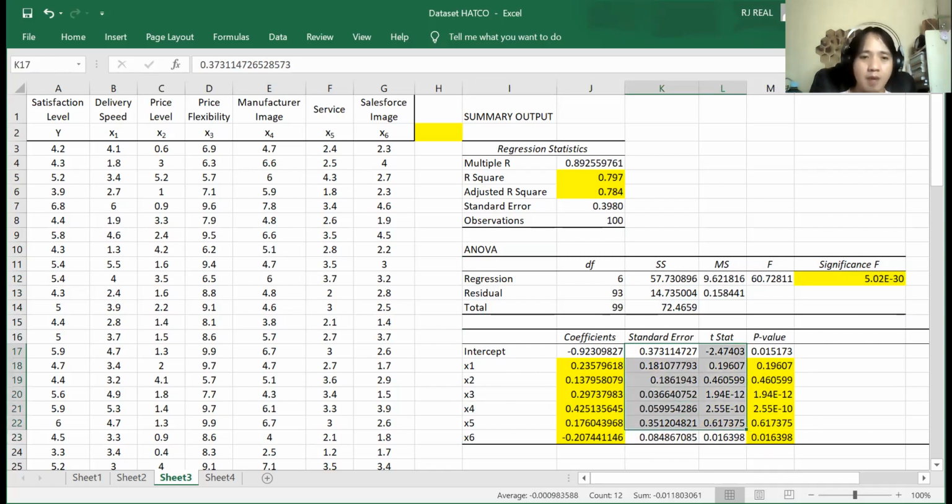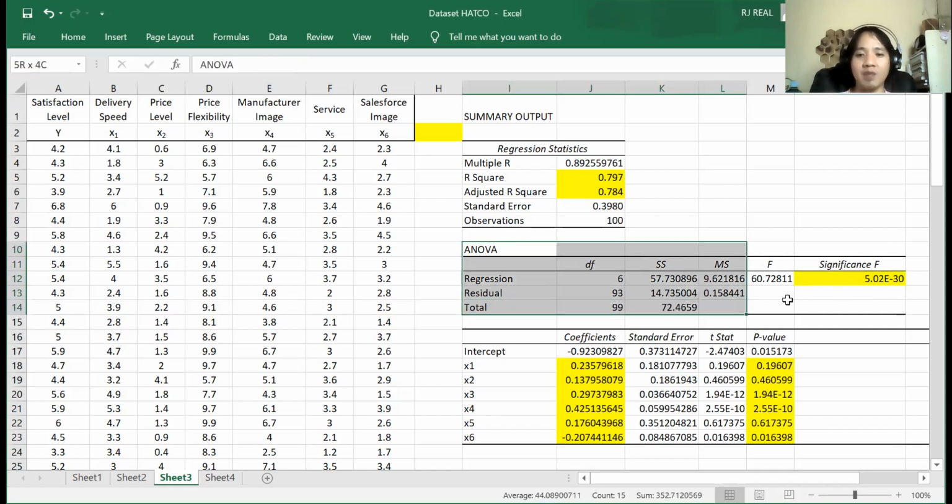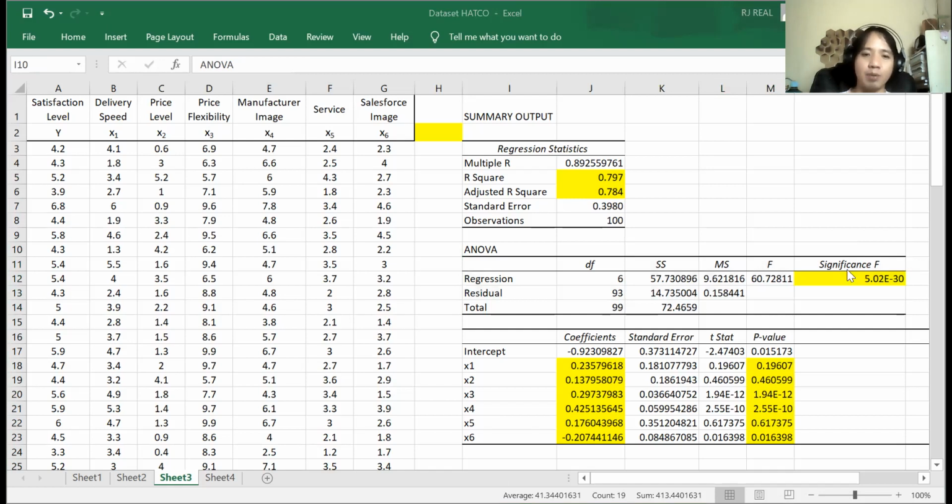Now, how are we going to interpret this? While regression output is arranged in this manner, what we are going to look at first in interpreting a linear regression output is its p-value, the p-value of the joint hypothesis of the model. In other words, the ANOVA. Because this is the acceptability of the model. As what I said earlier, this is the acceptability of the model.